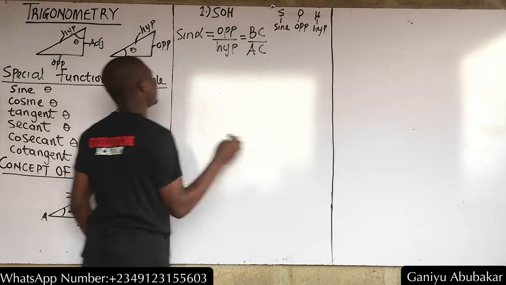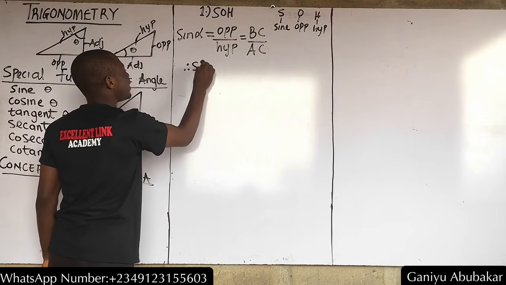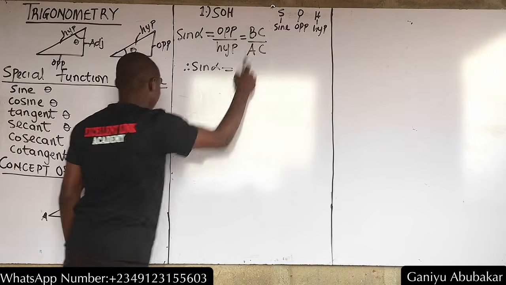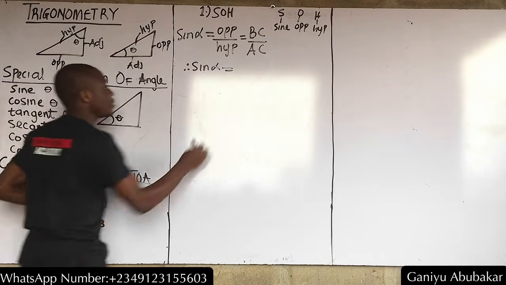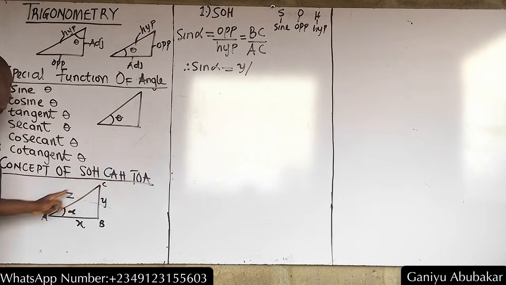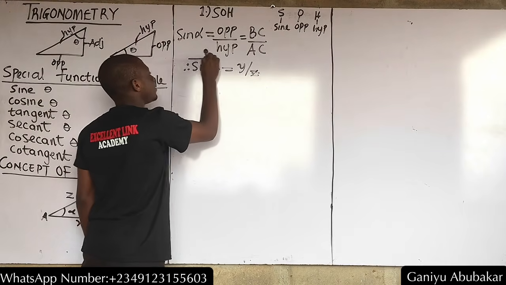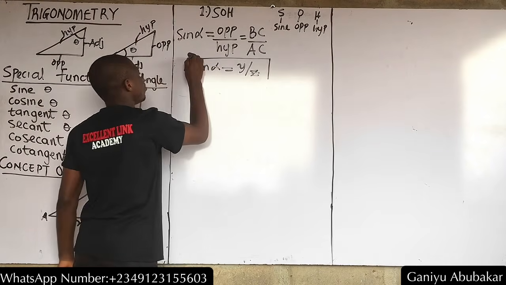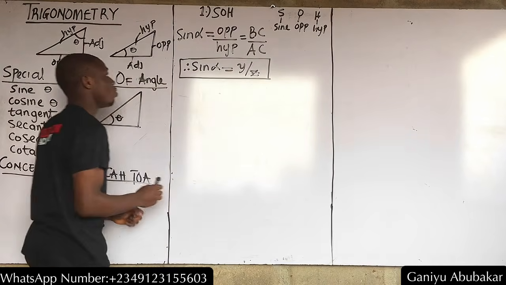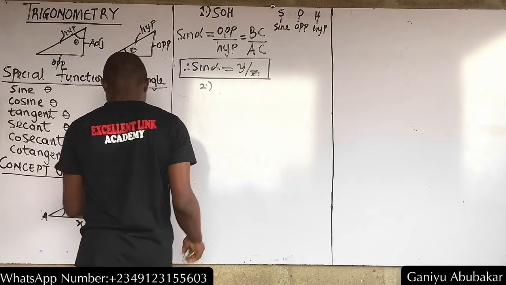Now at this point, note that sine alpha is equal to BC over AC. BC is Y, all over AC, which is Z. So sine alpha is Y over Z. This is the first thing you need to note, right? Number one, note this one, please. Number two, let's discuss the concept of CAH.